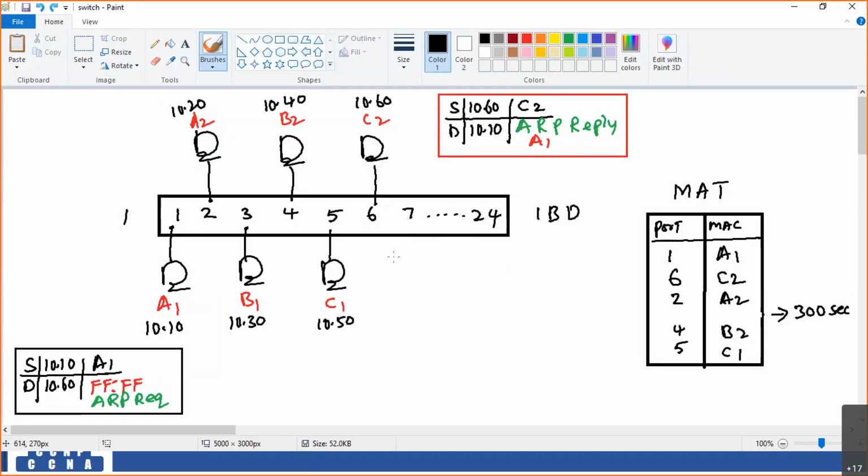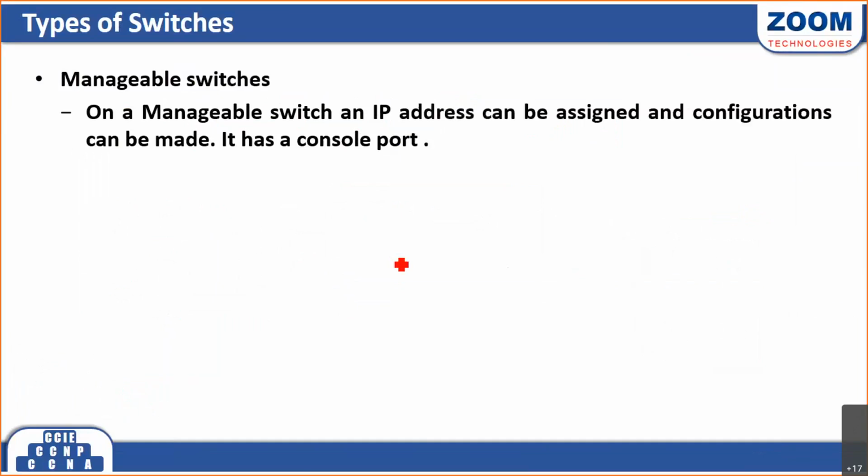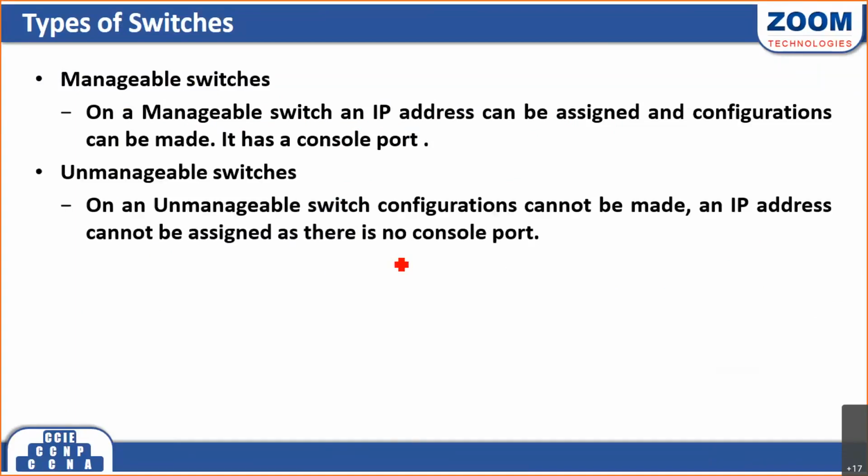Then how can we find out which is the manageable and which is the unmanageable switch? Every manageable switch has a console port. If there is a console port, it's a manageable switch. No console port, unmanageable switch. On a manageable switch, an IP address can be assigned and configurations can be made. It has a console port. On an unmanageable switch, configurations cannot be made, an IP address cannot be assigned, and there is no console port. There's a major difference between a manageable switch and an unmanageable switch.